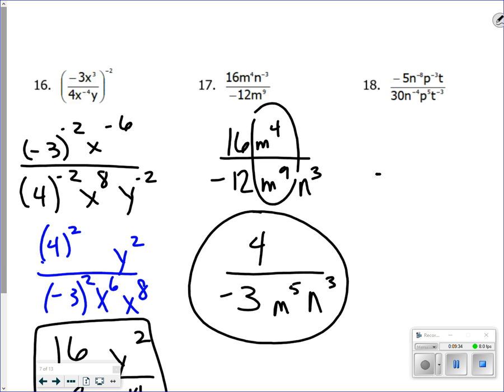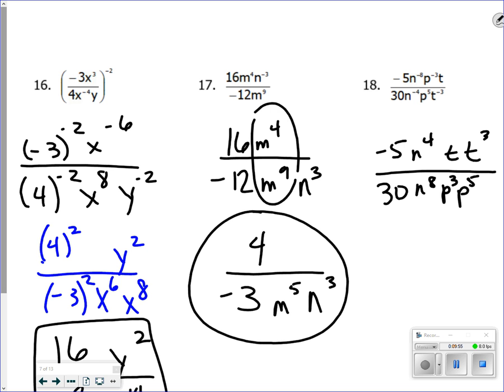This one, a lot of negative stuff. So negative 5 stays, 30 stays. N to the 8th moves to the bottom because it has a negative exponent on top. N to the 4th moves to the top. P to the 3rd moves to the bottom. P to the 5th stays there. T stays there. And t to the 3rd moves to the top.